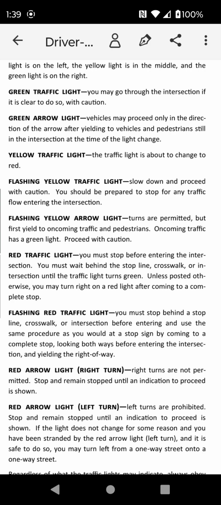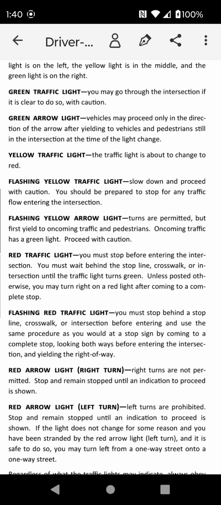A yellow traffic light indicates the traffic light is about to change to red. A flashing yellow traffic light indicates slow down and proceed with caution. You should be prepared to stop for any traffic entering the intersection. A flashing yellow arrow light indicates turns are permitted, but first yield to oncoming traffic and pedestrians. Oncoming traffic has a green light.